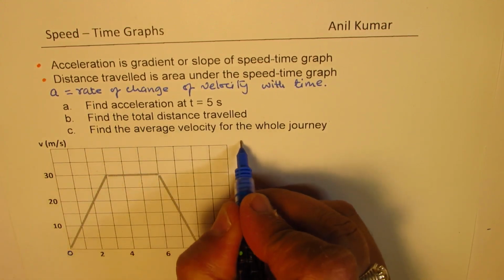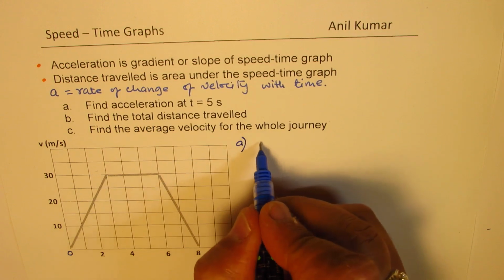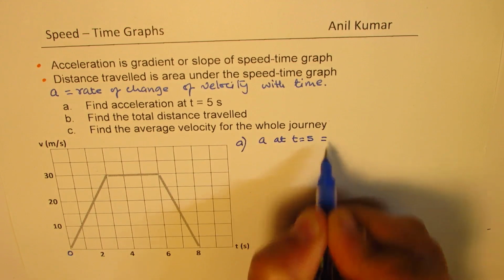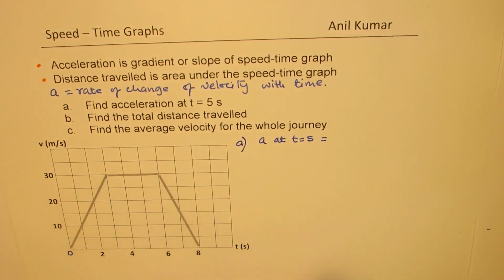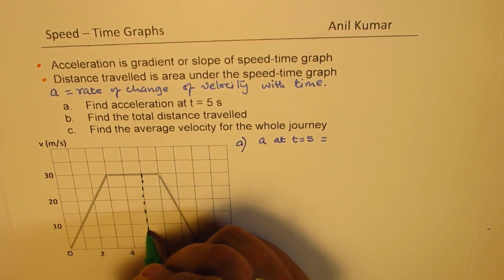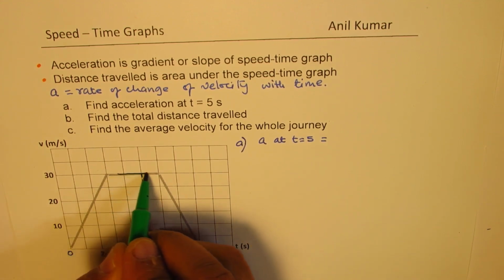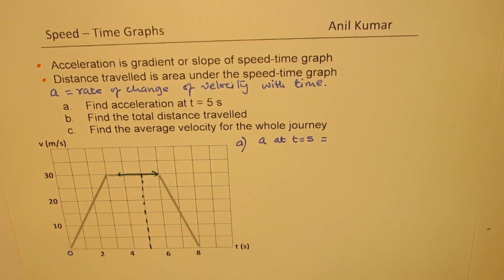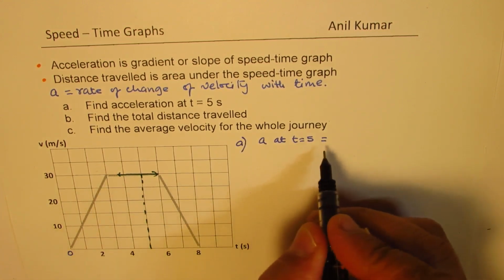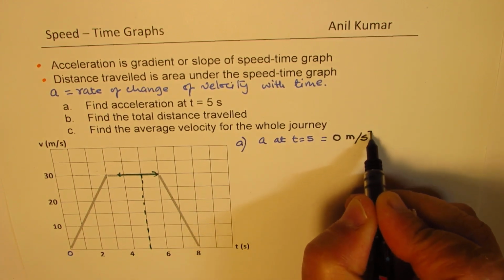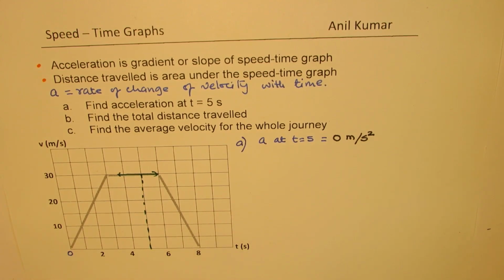As far as the acceleration is concerned, part A, we know acceleration a at t equals 5 is equal to, so here at 5, what is the slope? At 5, we see that the curve is horizontal, right? So the slope here is horizontal. Horizontal means 0, right? So there is no rate of change of velocity here. So it is equal to 0. Units will be meters per second squared, right? So that becomes the answer.